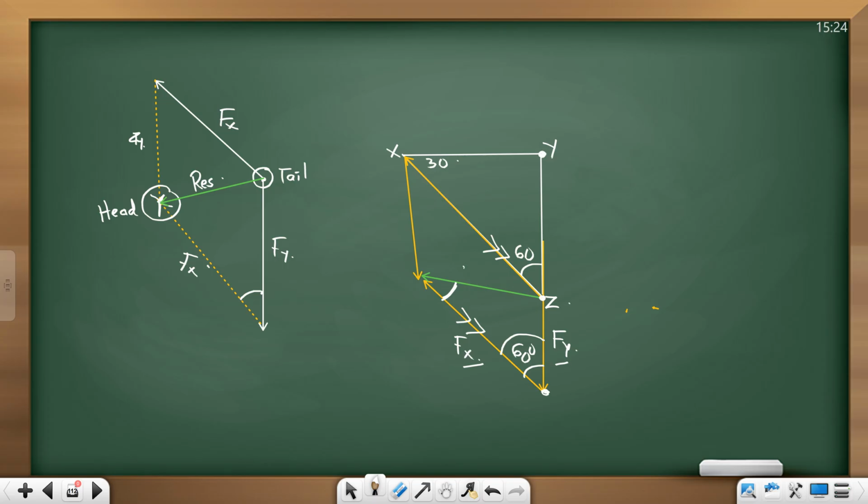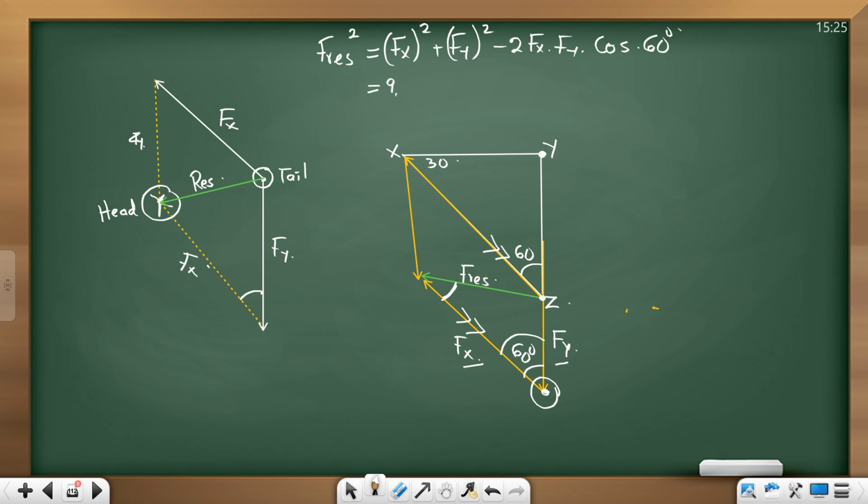So for us to be able to get F resultant, do you see what we need? Cosine rule. So F resultant squared will be what? Fx squared plus Fy squared minus 2 Fx Fy cos what? The angle that we have here, right? Because it's the opposite. Cos 60. What was your Fx? 9.45? Is that fine?